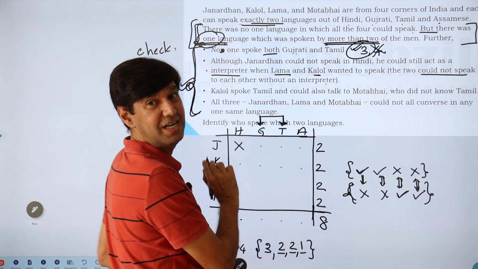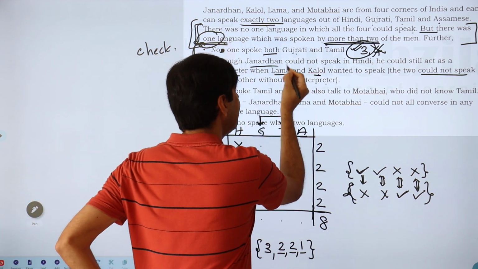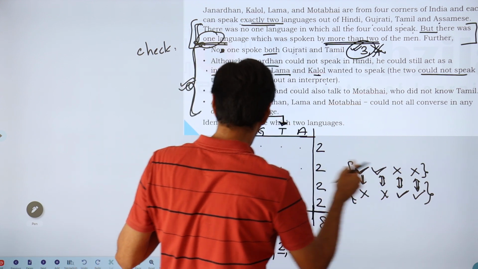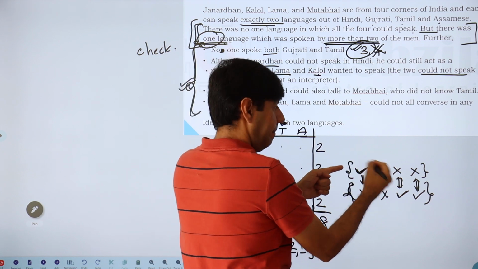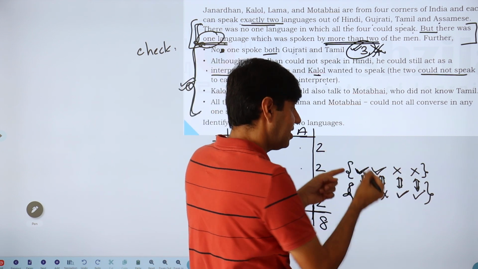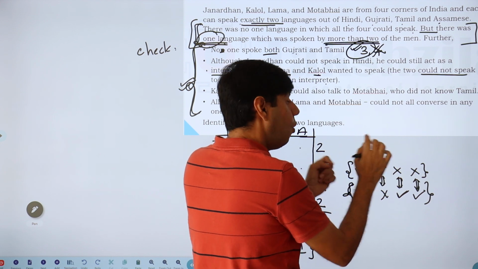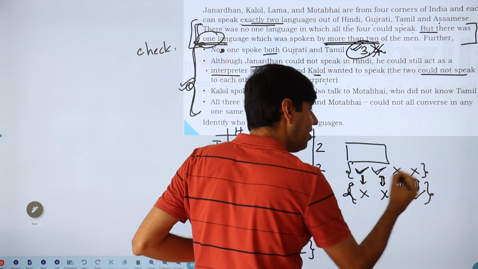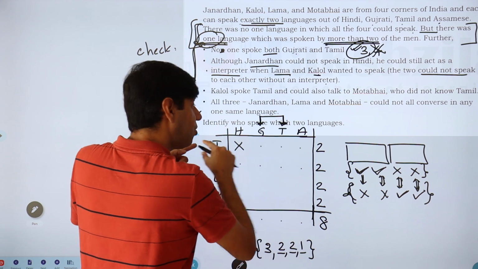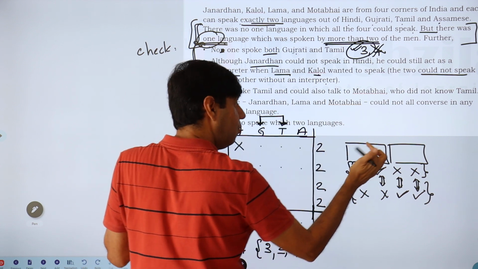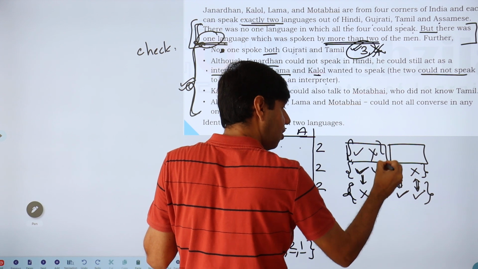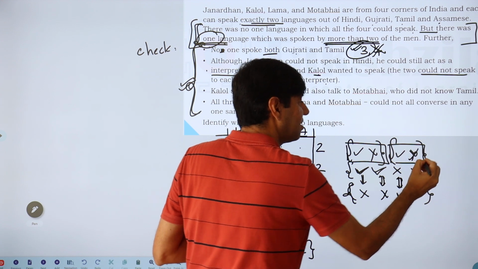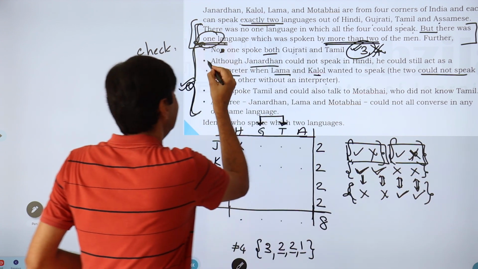And you know what? It's still not done. You also know that Janardhan can act as an interpreter. So what that means is Janardhan can understand one language out of Kalol's because he should be able to converse with him and understand him. And why not both? Oh, and one language out of Lama's also. And the 2 languages of Kalol are different from the 2 languages of Lama. So what you know is, out of the ones that Kalol knows, one will be a tick and one will be a cross for Janardhan. Out of the 2 languages that Lama knows, one will be a tick and one will be a cross. So do you see the wealth of information that is hidden here in this?